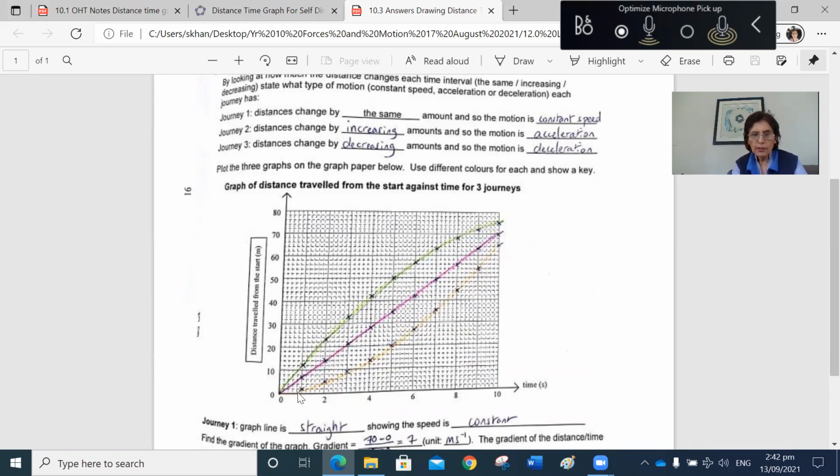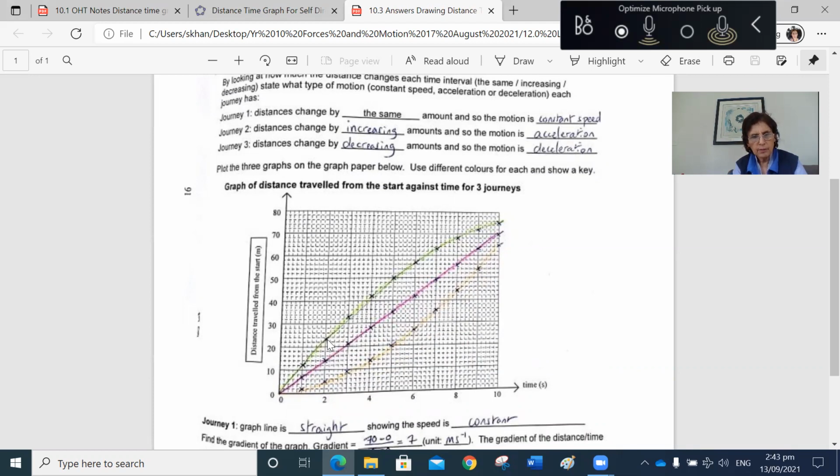So to summarize that one, a straight line means it's a constant speed. An upward curve means it's an acceleration or constant acceleration. A downward curve means it's a deceleration.